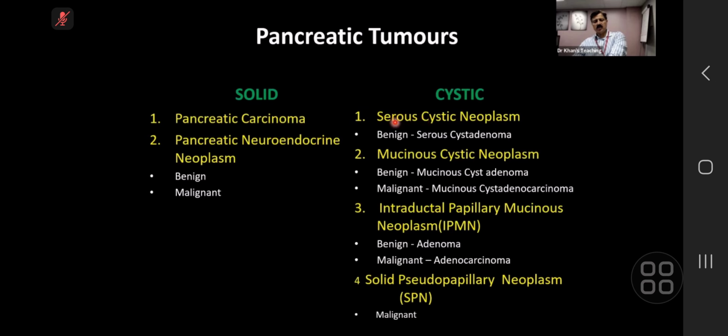Cystic tumors can be serous cystic neoplasm, mucinous cystic neoplasm, intraductal papillary mucinous neoplasm, and solid pseudopapillary neoplasm, SPN. Now, there is a concept that mucinous as well as IPMN, these two can be benign, but they can convert to malignancy. Serous cystic, on the other hand, is just benign and there is no malignant potential.